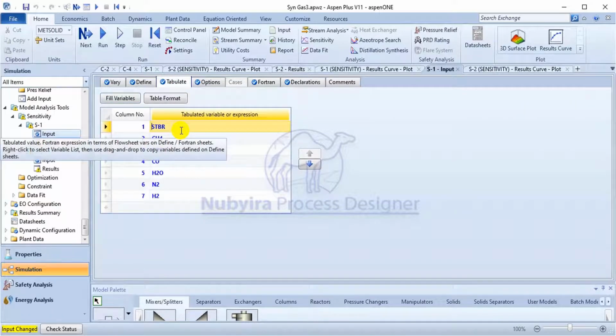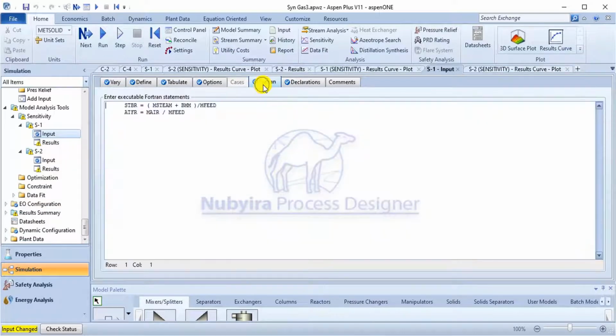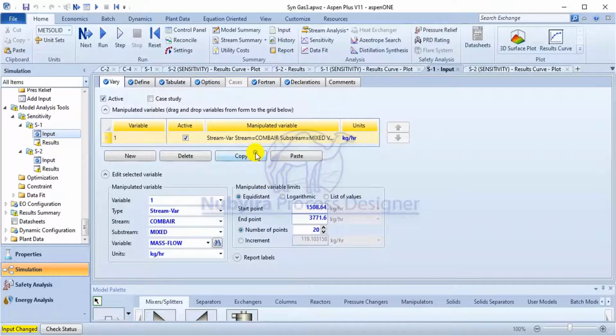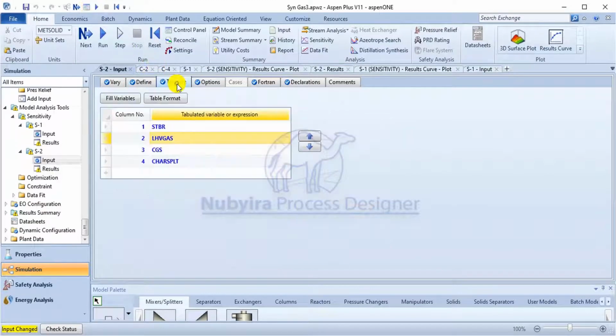I'm changing this to air to feed ratio. I think that's the same name, so I'm not making a mistake. That's the same name. You have to be sure of the name. So you copy the variable again, so you don't have to do it again. So you delete this and paste the one you copied. So just automatic. Write the whole thing there.